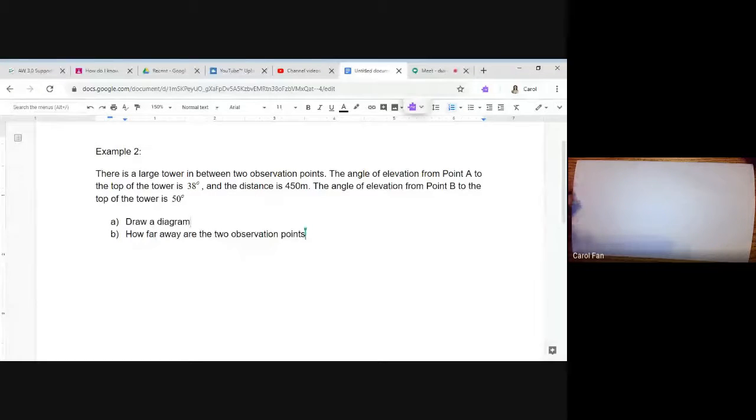Okay, so in our second example, we have a large tower between two observation points. The angle of elevation from point A to the top of the tower is 36 degrees, and the distance is 450 meters. The angle of elevation from point B to the top of the tower is 150 degrees. So we need to do two things. The first thing, we're going to draw a diagram. Then we're going to find how far away the two observation points are from each other.